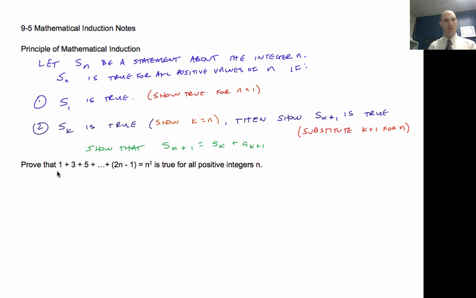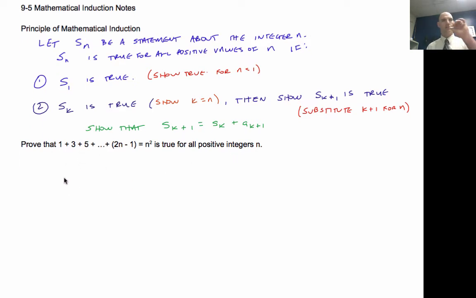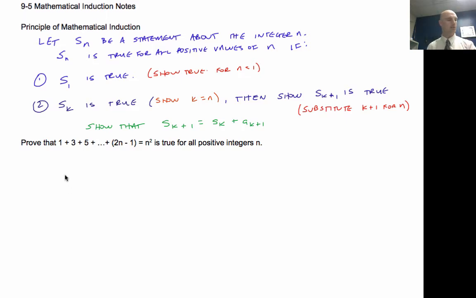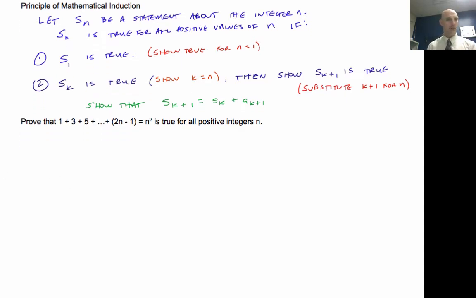So let's look. The process is this. Show S sub 1 is true, assume S sub k is true, show S sub k plus 1 is true. You probably aren't going to remember that right away, but we're going to go through it. So prove that 1 plus 3 plus 5 plus dot dot dot plus A sub k, that's my term, is true for all positive integers n. So first, prove S sub 1 is true.